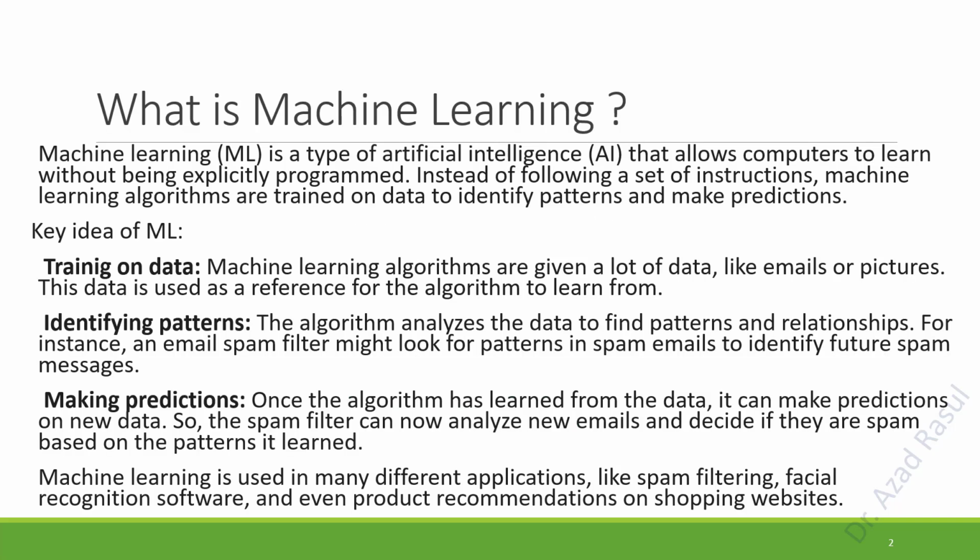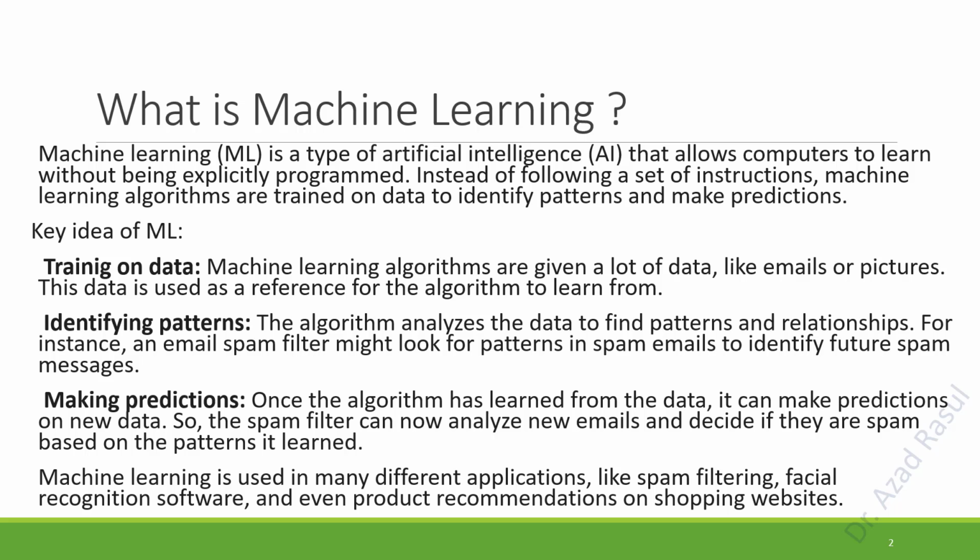What's machine learning? Machine learning, or ML, is a type of artificial intelligence that allows computers to learn from data without being explicitly programmed. Instead of following a set of instructions, machine learning algorithms are trained on data to identify patterns and make predictions.